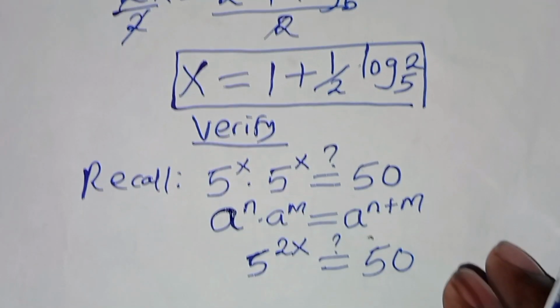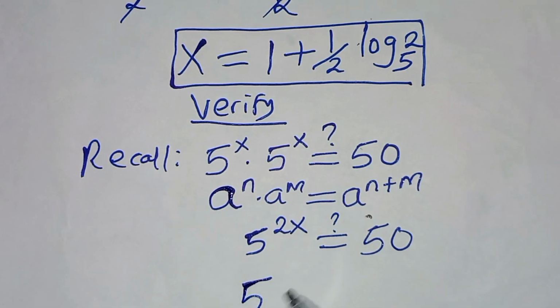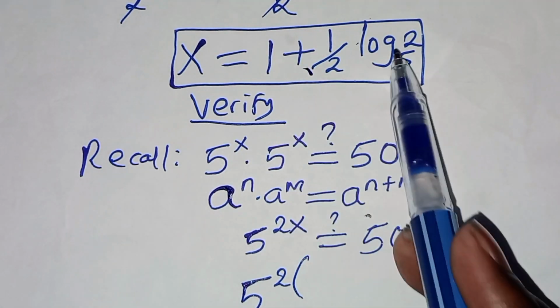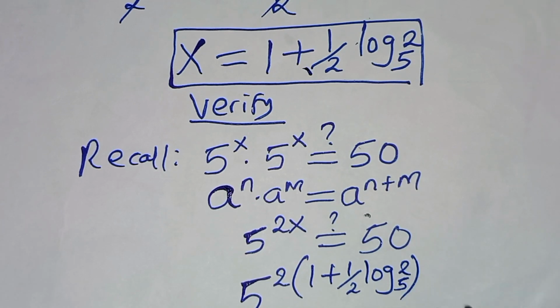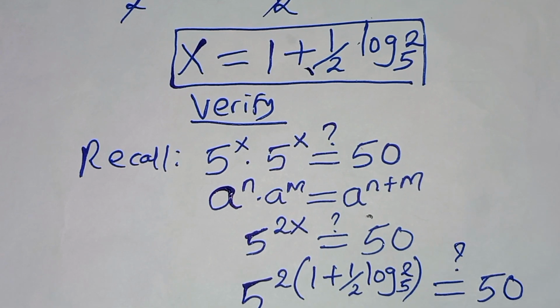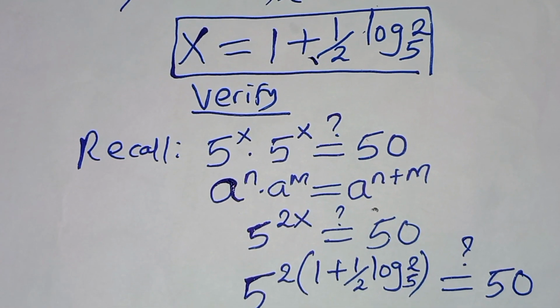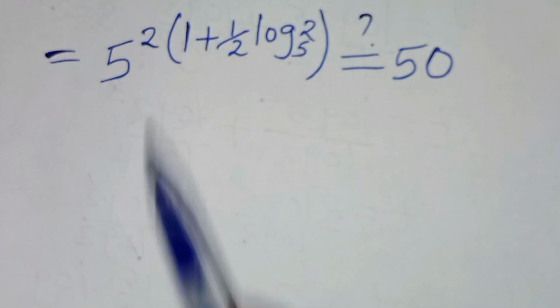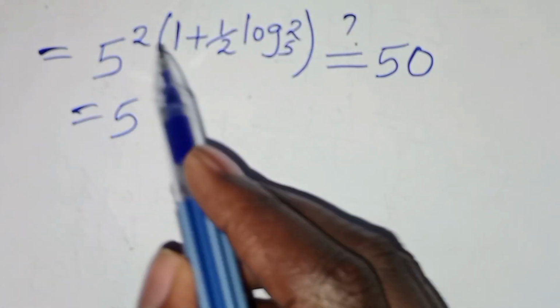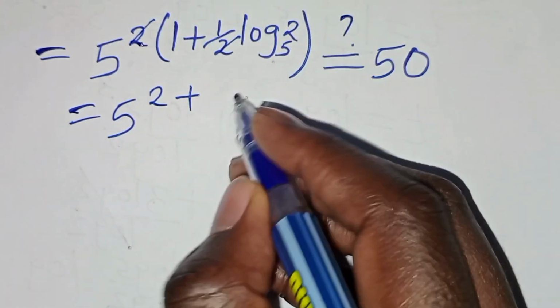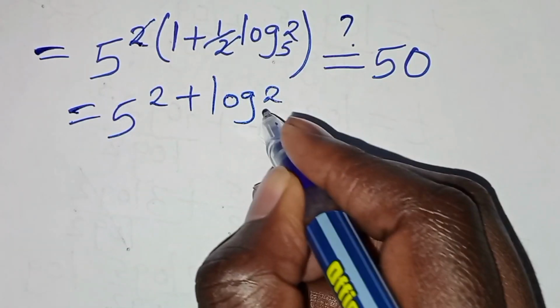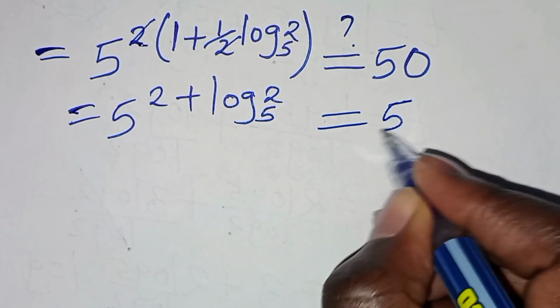Let's substitute the value of x here, so that we will have 5 to the power 2 multiplied by the value of x, which is 1 plus half log 2 to base 5. This should give us a value of 50. So let's proceed from here. Now here we'll have 5 raised to the power 2 times 1, which is 2, plus, let's simplify 2 and 2 here, log 2 to base 5. This should give us a value of 50.